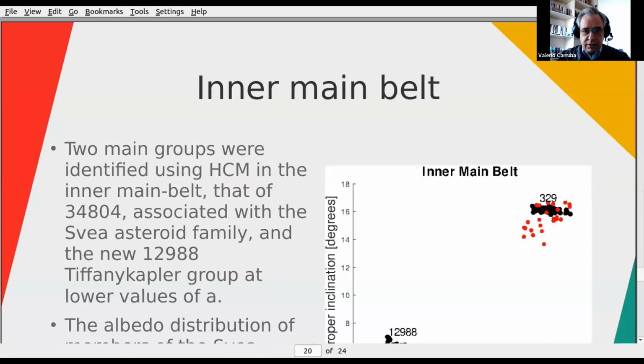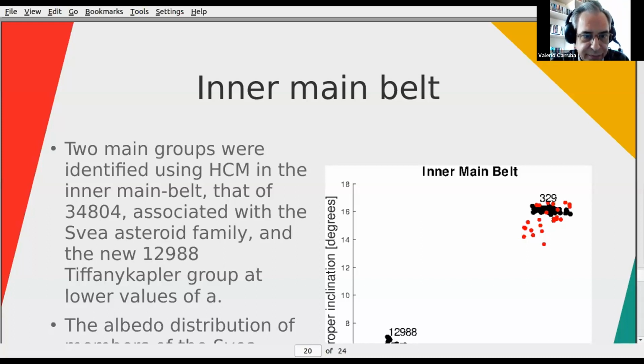So this is fine and good, but having a new set of asteroids should not be a goal in itself. What can we learn from these new sets of resonant asteroids? The inner main belt is the region of the main belt closer to the Earth. It's between the 3 to 1 and 9 to 4 mean-motion resonances with Jupiter. And we identified two asteroid families that interact with the Nu-6 resonance.